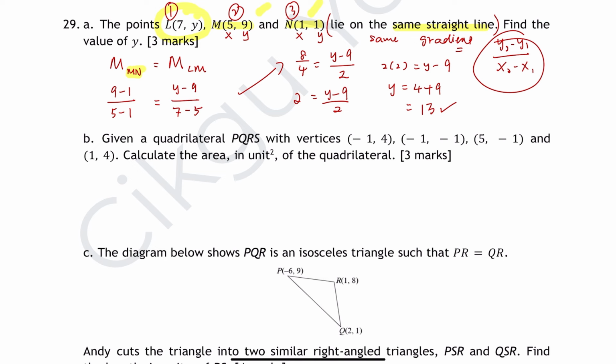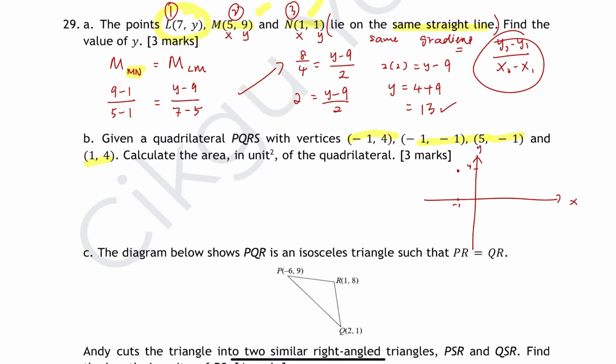Okay? Then for B, given a quadrilateral PQRS with vertices -1, 4, -1, -1, 5, -1, and 1, 4, calculate the area in unit square of the quadrilateral. In this case, you may not be able to see very clearly what are the coordinations location. So I would suggest you to plot by the side first. You can just put a very simple x and y axis and try to plot all these coordinates inside your Cartesian plane. Okay, so -1, 4, maybe I have a -1 here, I have 4 here. So this is my -1 and 4.